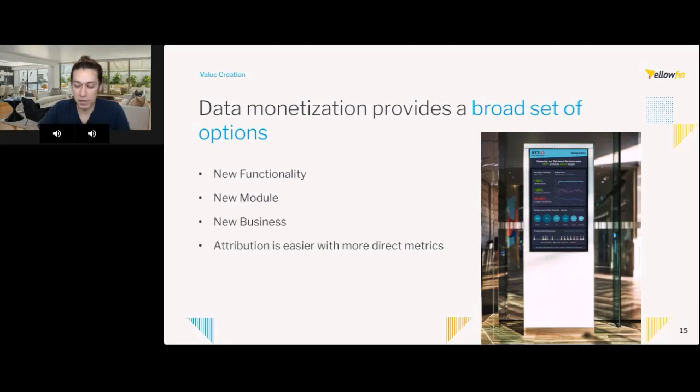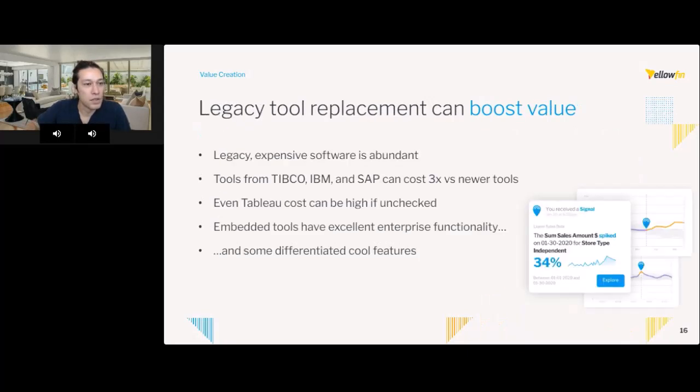And it's easy to measure the results of that because you can measure how much impact to the top line that new business is bringing in and build a business case around embedded analytics there. In terms of legacy tool replacement as a value creation driver. So we know that legacy software and technology is abundant. I mean, that's just a fact.